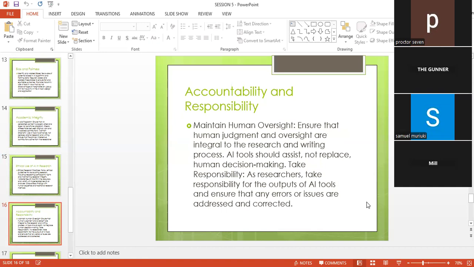Maintain human oversight. Ensure that human judgment and oversight are integral to the research and writing. AI tools should assist, not replace human agency. They should not replace you as a person. Sometimes even as lecturers, maybe you are researching on a topic, it can give you some very hard topics. I tell my students, if I use those topics, they will fail. So I go back to the library, I look for other topics. So it assists us, yes, but we don't rely on it 100%.